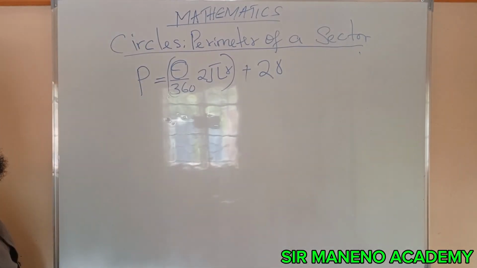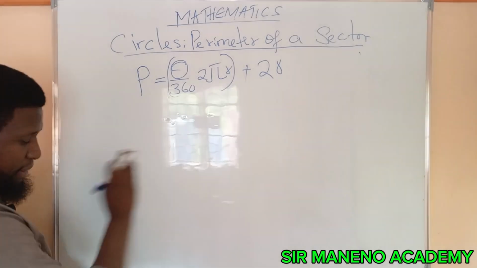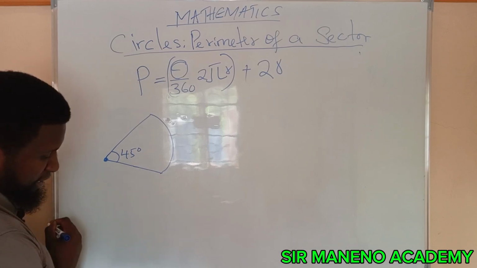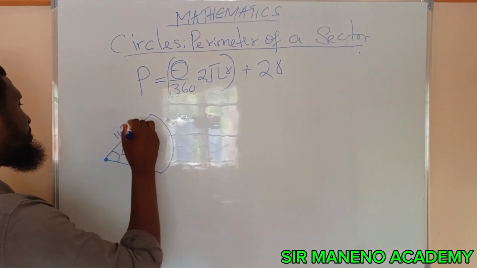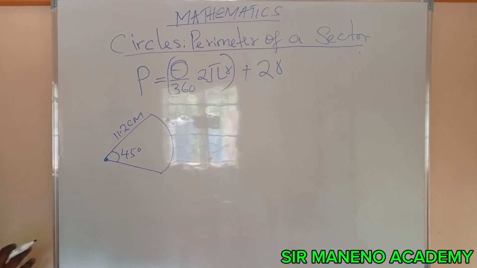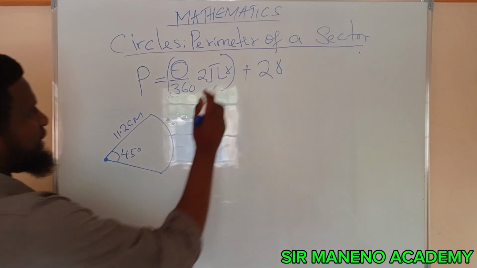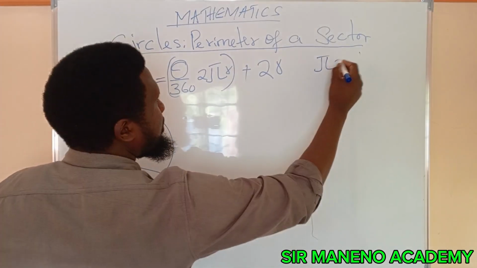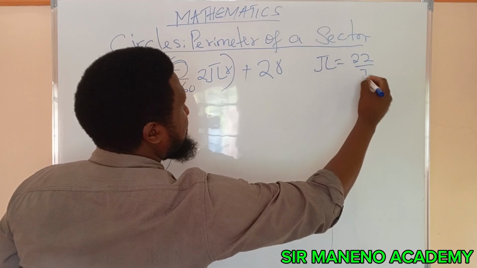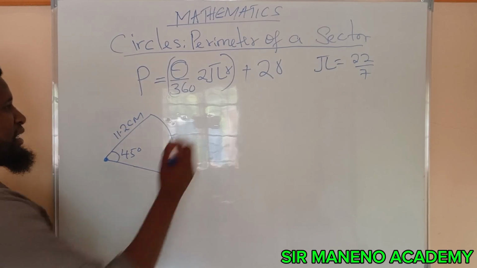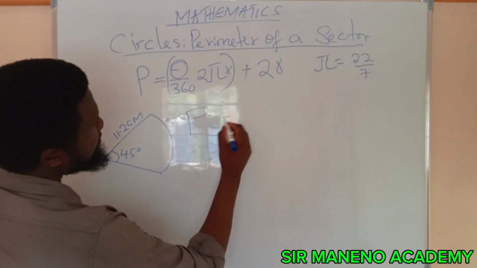Now let's take, for example, this sector here. This is 45 degrees, and the radius is 11.2 centimeters. You are told to calculate the perimeter of this sector. You are given pi to be 22 out of 7. So what do we do? We substitute these values in the formula, as we said.